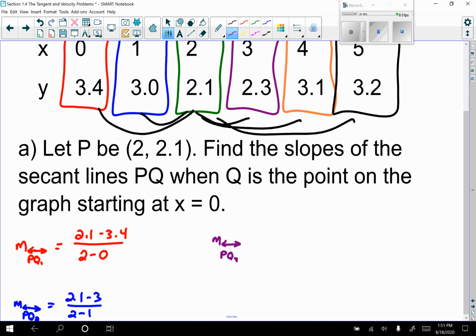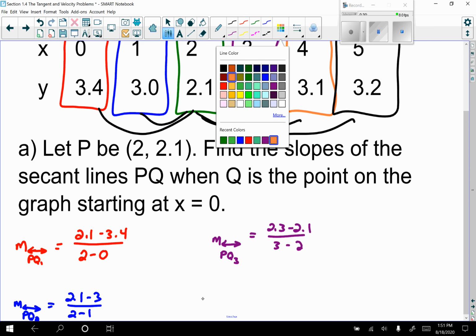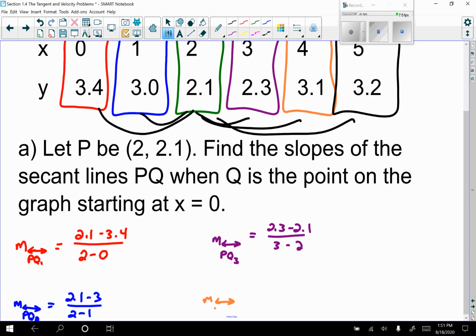So going from P to Q3. Now Q3 is to the right of it, so I'll just put that first. It really doesn't matter the order again. We could have 2.3 minus 2.1 over 3 minus 2. And we have the slope from P to Q4. That'll become 3.1 minus 2.1 over 4 minus 2. And then last we have the slope from P to Q5. So that'll become 3.2 minus 2.1 over 5 minus 2.